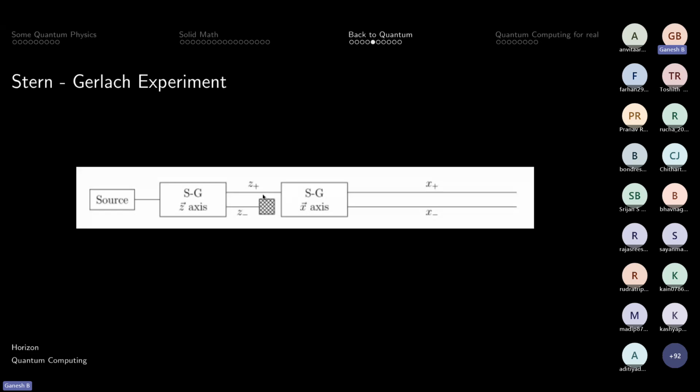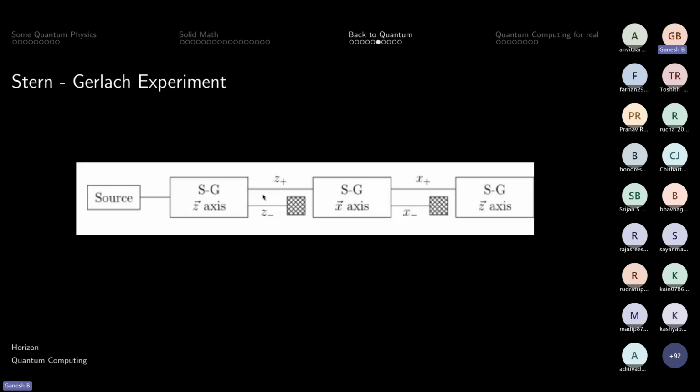Here comes the interesting part. You have a setup where you first filter along the Z-axis. You send that filtered part through an X-axis filter, and then you send the X-axis filtered part through a Z-axis filter. What do you think will happen? Do you think you will get only the Z positive electrons or Z negative electrons, or do we get both? Anyone?